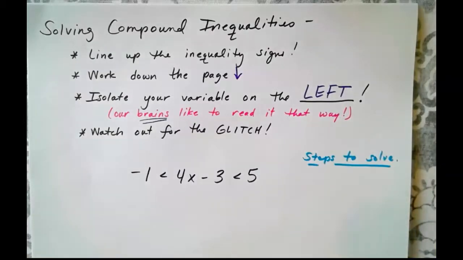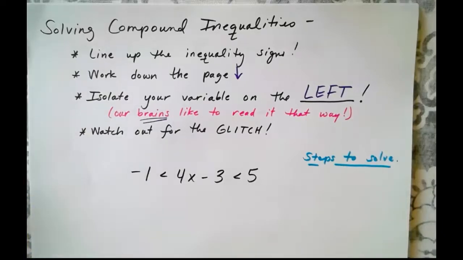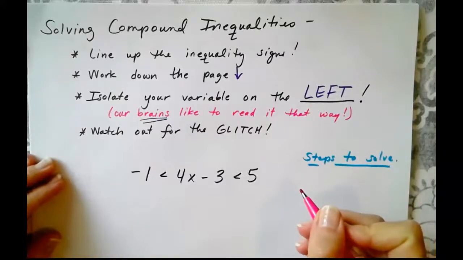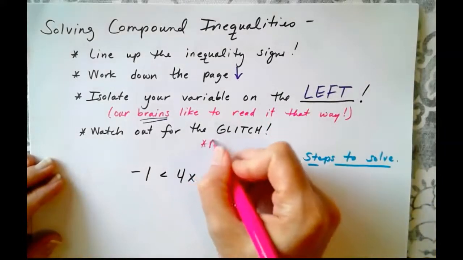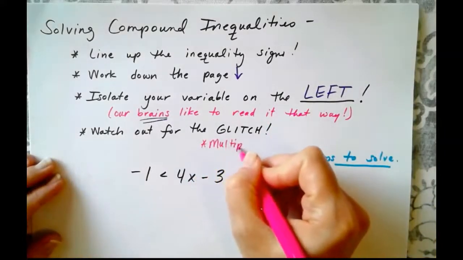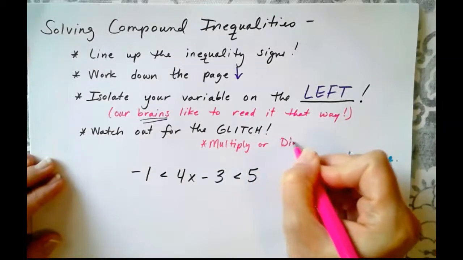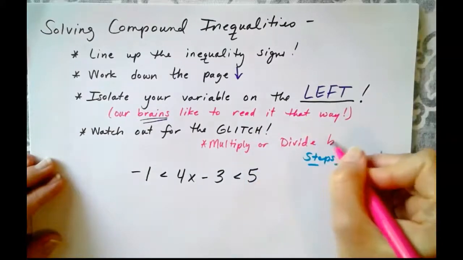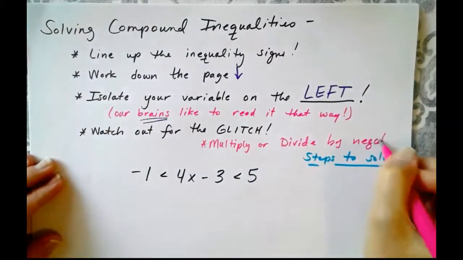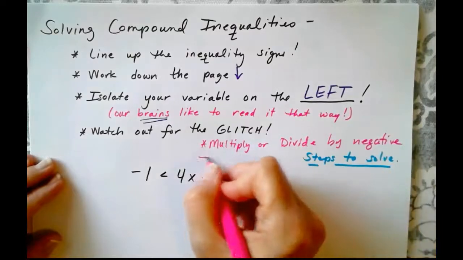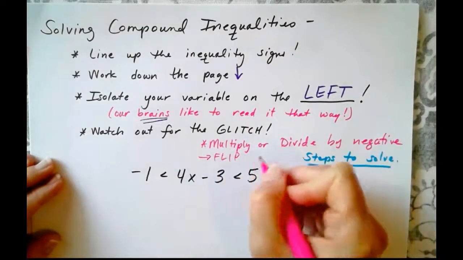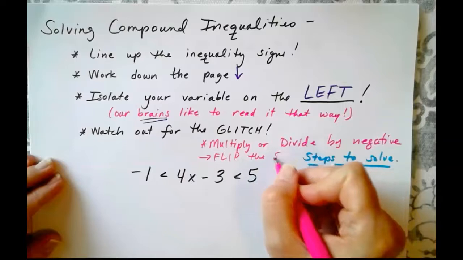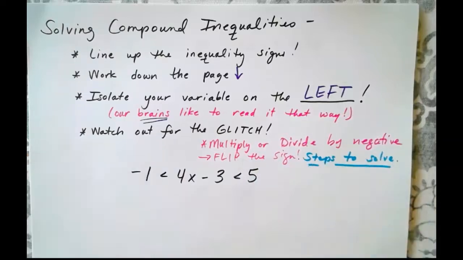And of course, we want to look out for the glitch. If you remember what the glitch is, we saw it in a video, a couple of videos back. It's when we multiply or divide by a negative. When we multiply or divide by a negative, we have to flip the inequality sign. Flip the sign, all right? And I'll remind you of that.